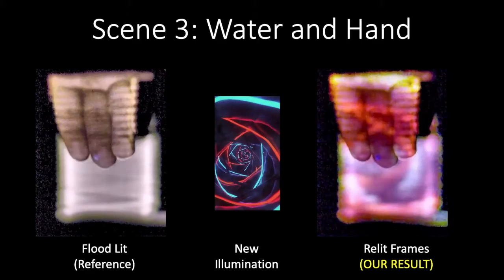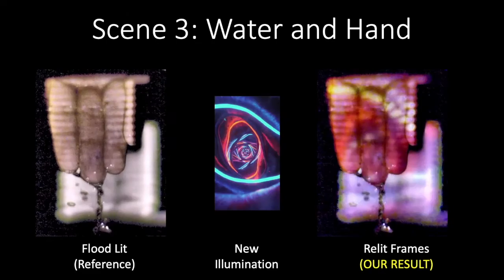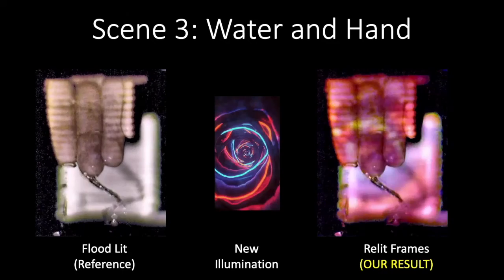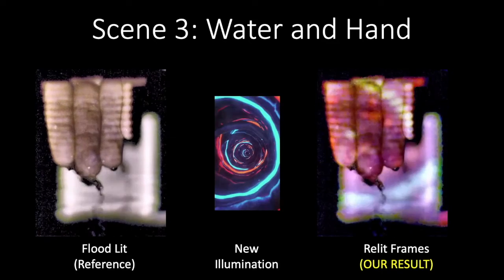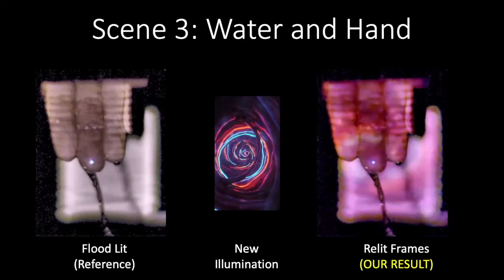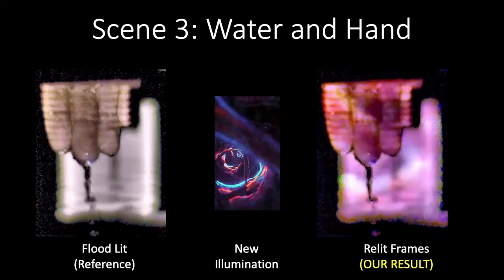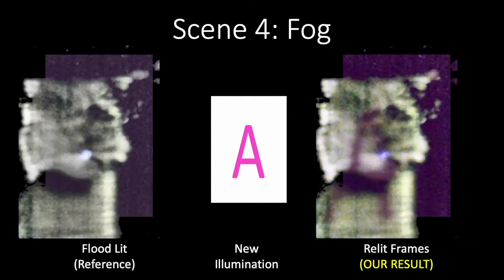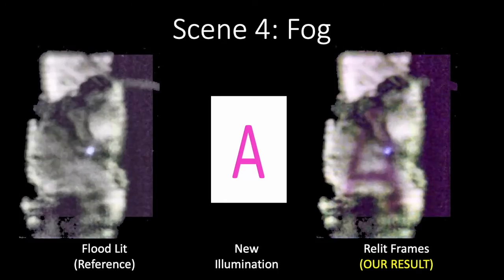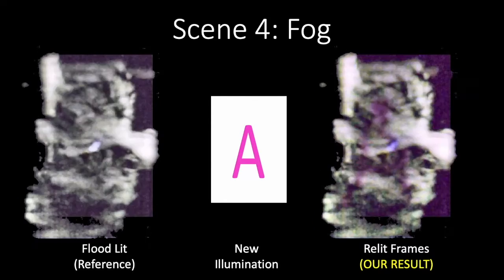Here we show water streaming over a hand, showing droplets falling that are illuminated by the projector. The hand and droplets are in focus, but the background is out of the depth of field. We encourage the reviewer to pause and see the relighting in the droplets themselves. Now we show a scene where fog, created with dry ice, is imaged by our system. We render a letter A onto the fog.